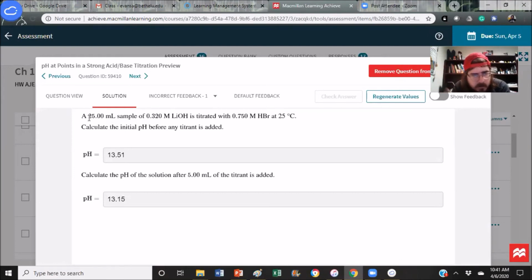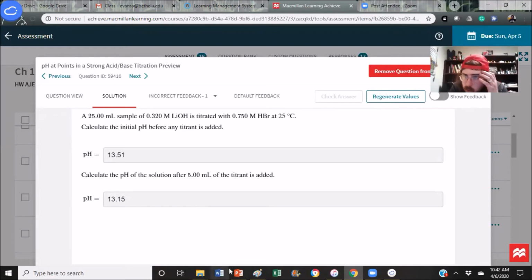Those first steps are: calculate moles. Step 2, neutralize acid with base. Step 3, then redilute, so turn moles back into molarity. And how would you do that? You take moles divided by total volume. And then you take the negative log.